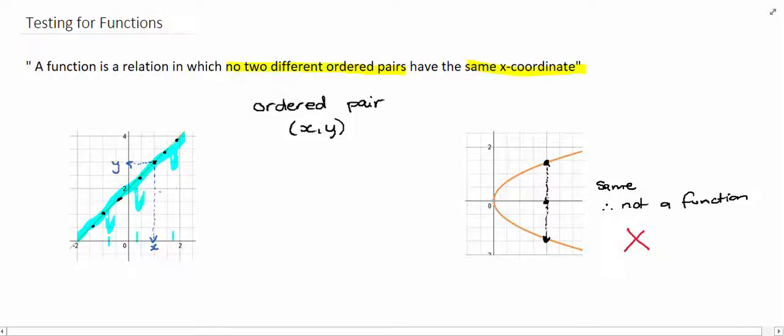Whereas if we have a look at this one over here, for each value of x there is only one point on the line, so that would be classed as a function.